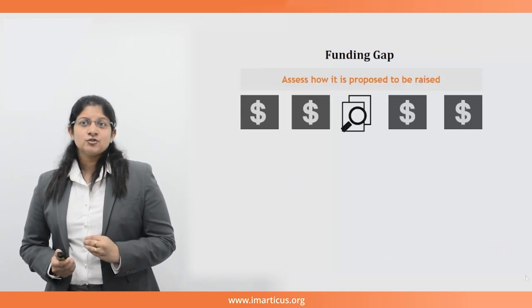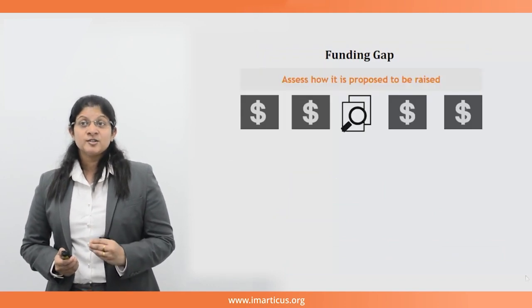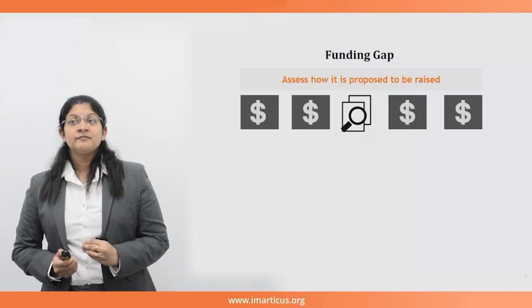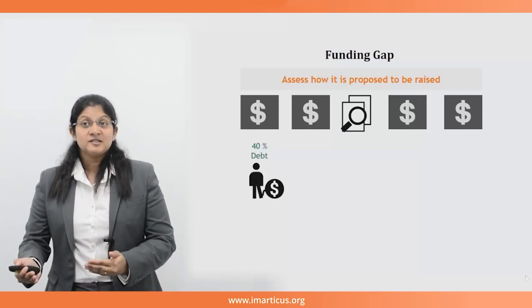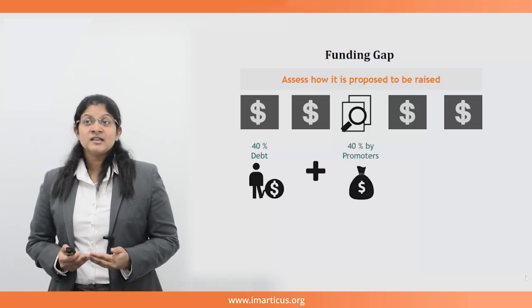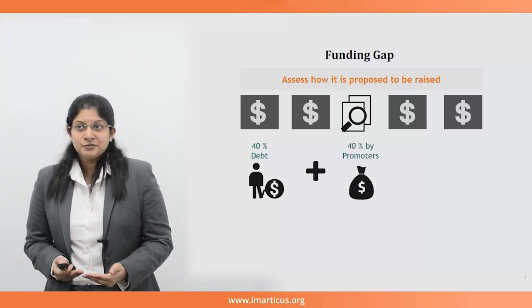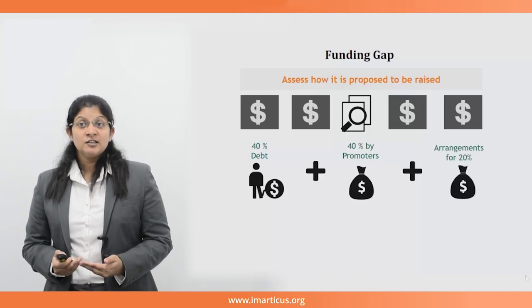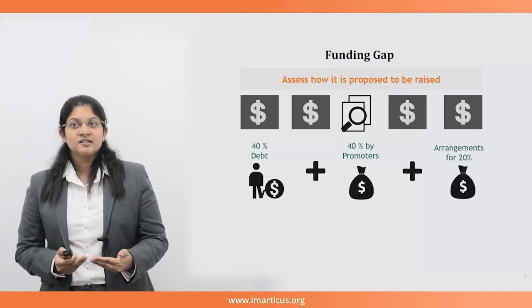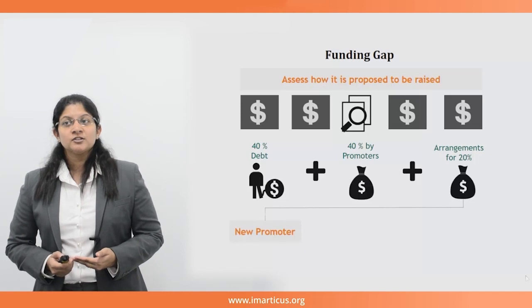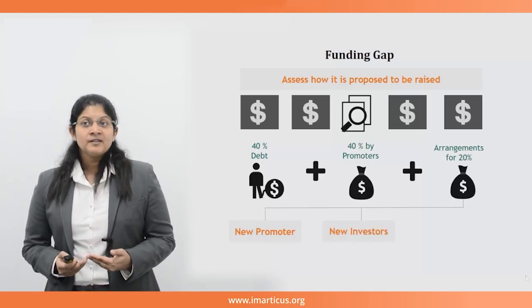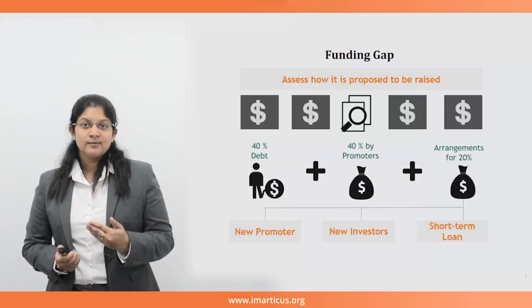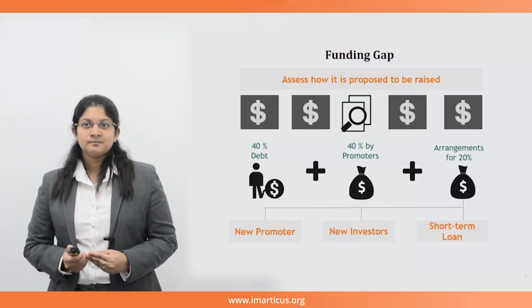Any funding gap should also be evaluated to assess how it is proposed to be raised. For example, if it is anticipated that only 40% of the project cost can be raised through outside debt, and if the promoters have the ability to infuse only 40% funds, then adequate arrangements need to be made for the balance 20%, whether by bringing in a new promoter or by approaching new investors, or if the promoters have the ability, then by bringing some short-term loan as viability gap funding arrangement.